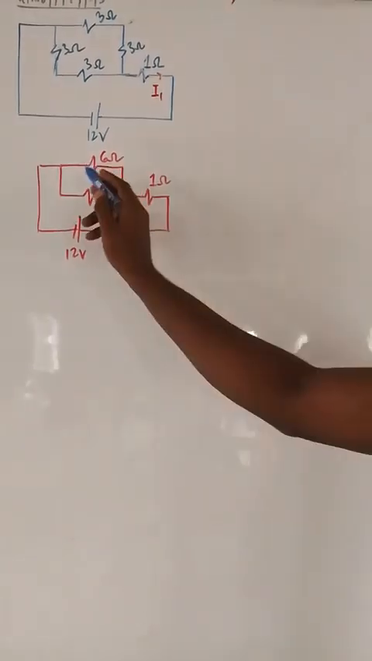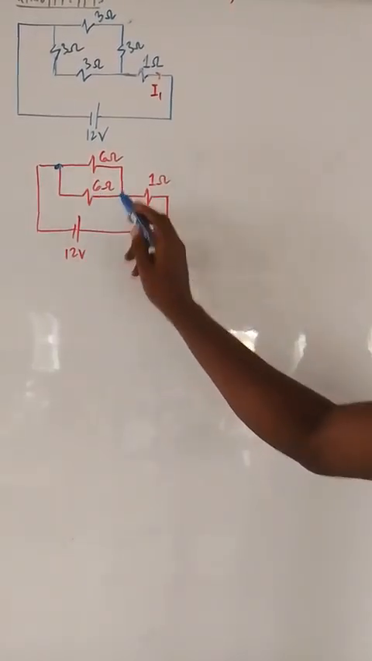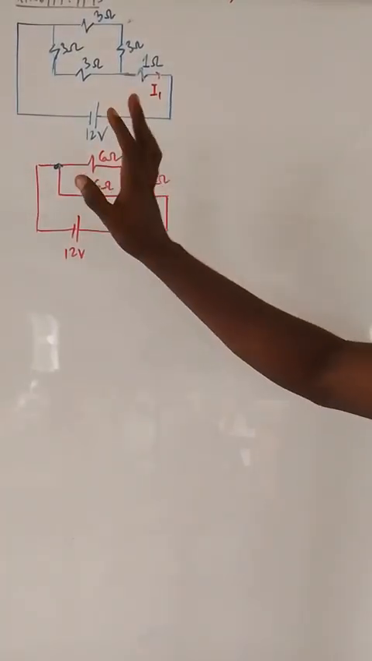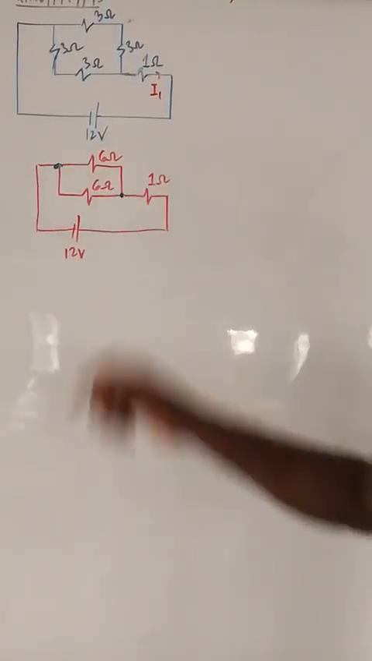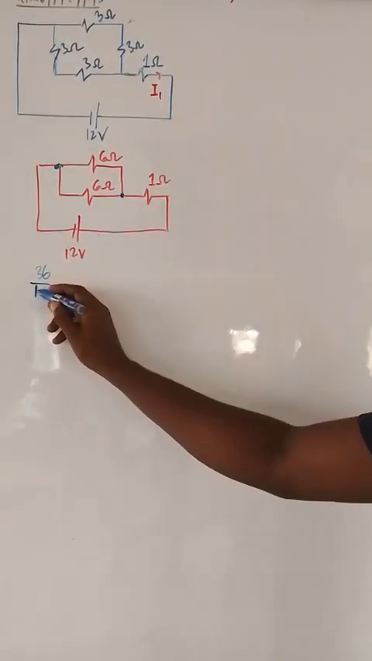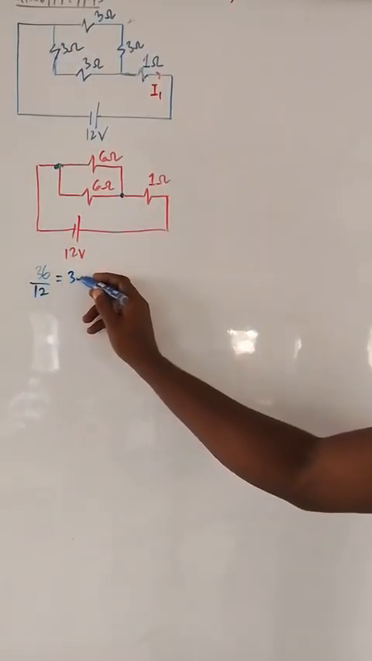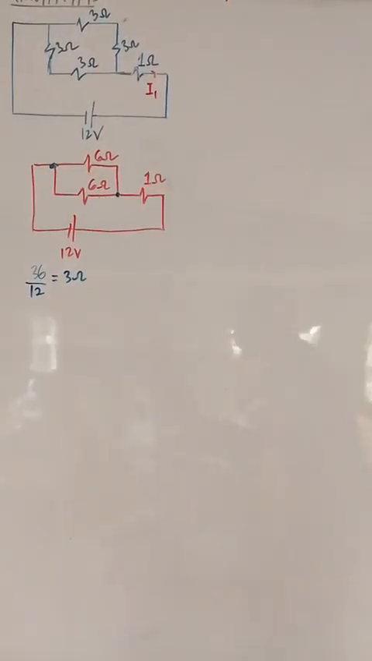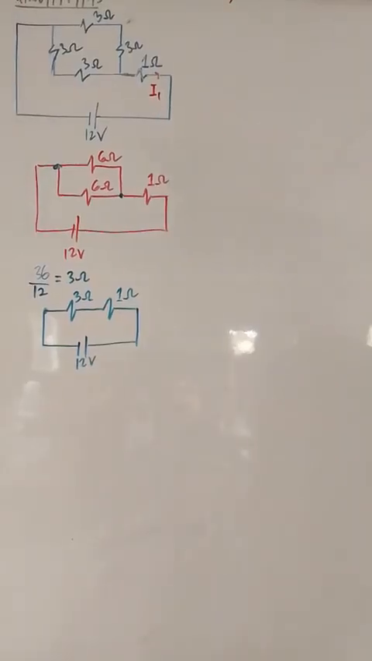You now notice these 2 are in parallel because they share the same node. So 6 and 6 in parallel. When you have two resistors in parallel, I told you, you don't need to use the formula, multiply. 6 times 6, 36. 6 plus 6, 12. 36 over 12 is what? 3 ohms. So it means we can replace everything here with 3 ohms. Let me draw the diagram again. Now, the circuit is very simplified.